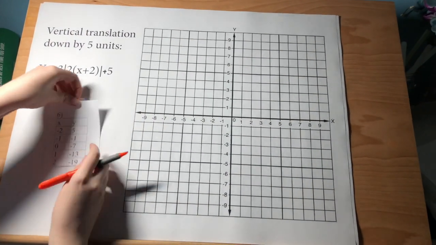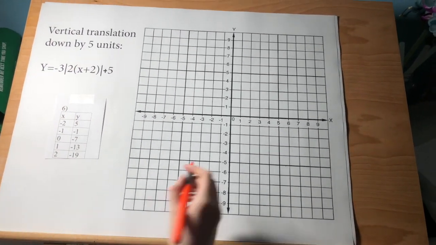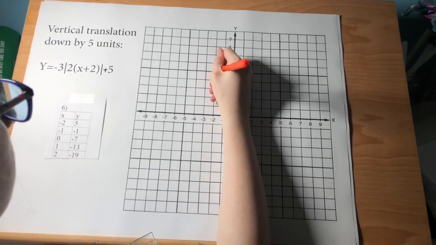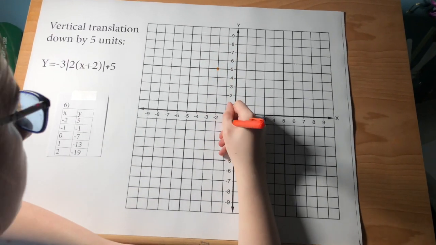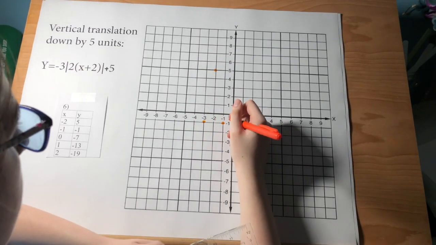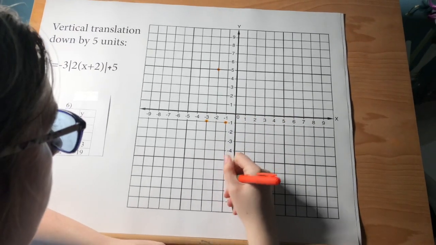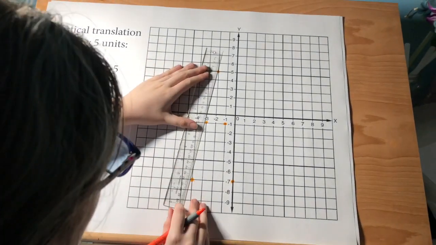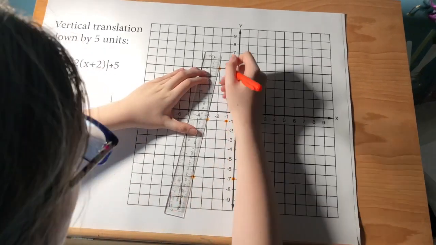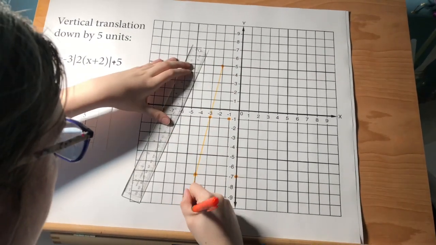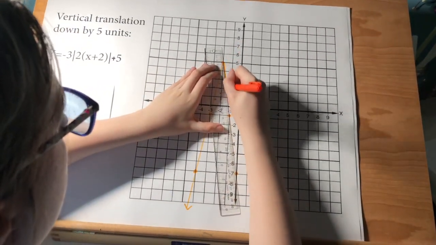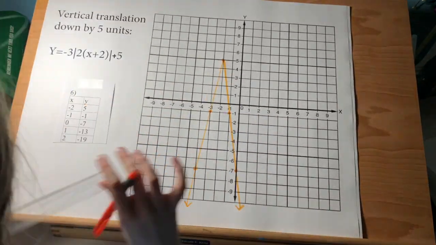Finally, the graph has a vertical shift up by 5 units. We are adding 5 to our previous y coordinates. -2 becomes 5, -1 is -1, 0 becomes -7, 1 is -13, and 2 is -19. It is easy to mirror points on this graph as it functions similar to a linear function in that the points are symmetrical.